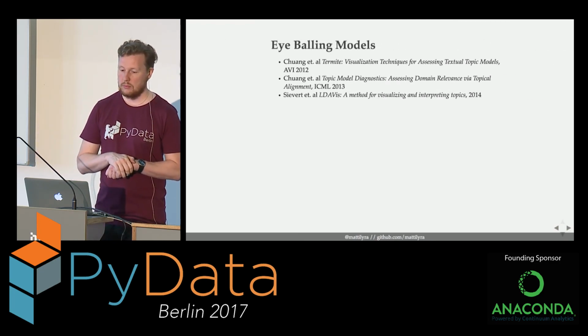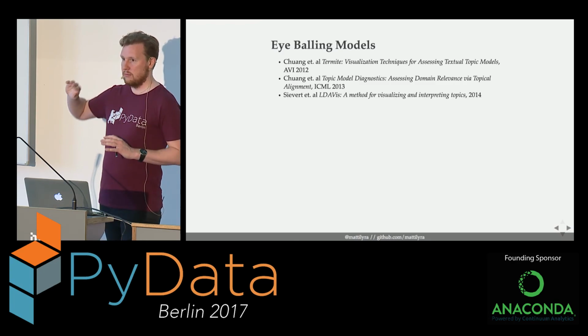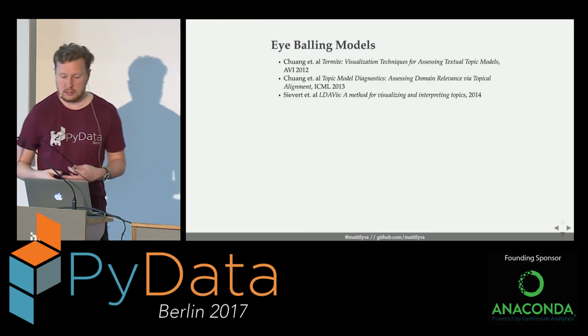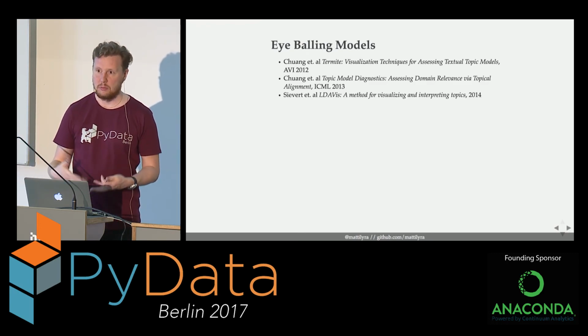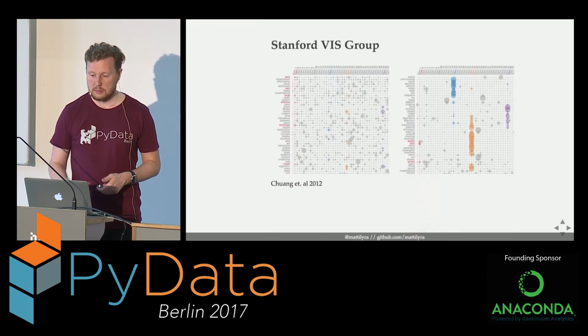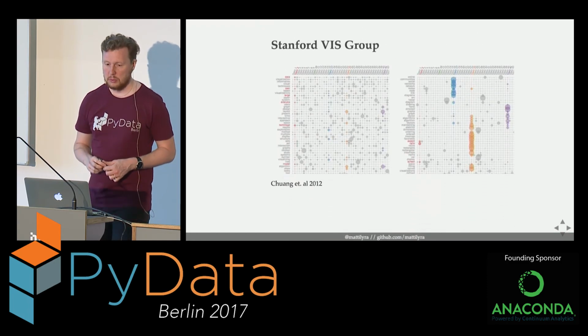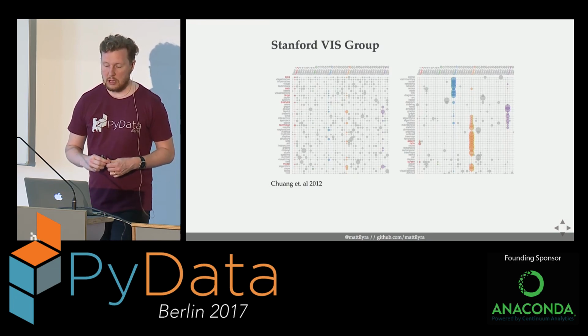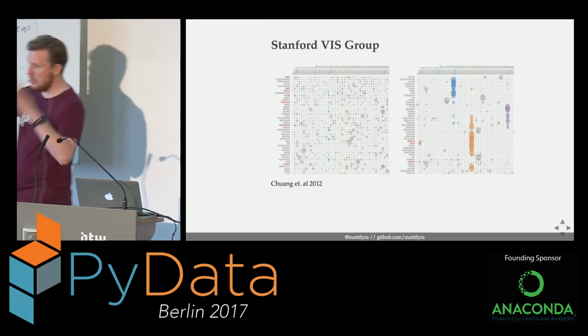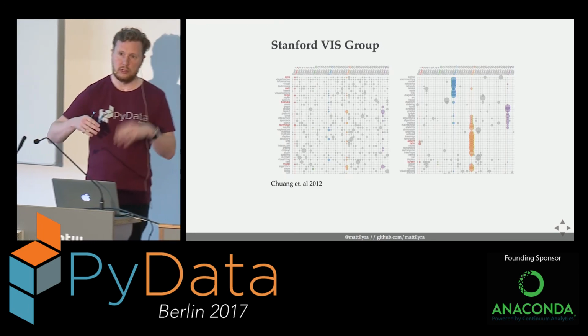Okay, so looking at the lists of top words from a model is a little bit cumbersome. So what are some tools that can help with that kind of exploration? Here's a bunch of research from the Stanford Viz group. The first paper focuses on re-ranking the top words from the model.